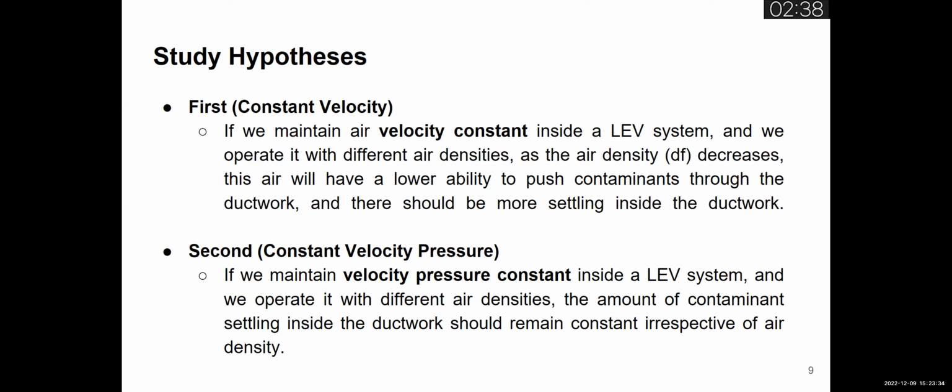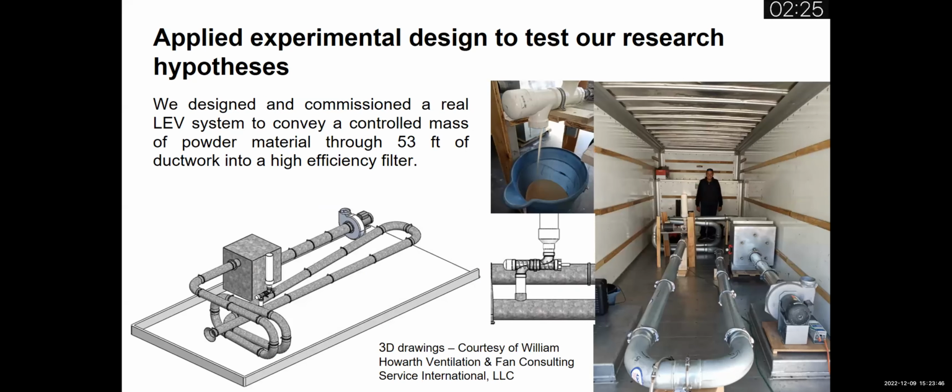And the second one: if we maintain velocity pressure constant inside the LEV and we operate it at different air density, the amount of contaminant settling inside the ductwork should remain constant irrespective of air density. So based on our hypotheses, our research team designed a real local exhaust ventilation system, as you can see in the picture.